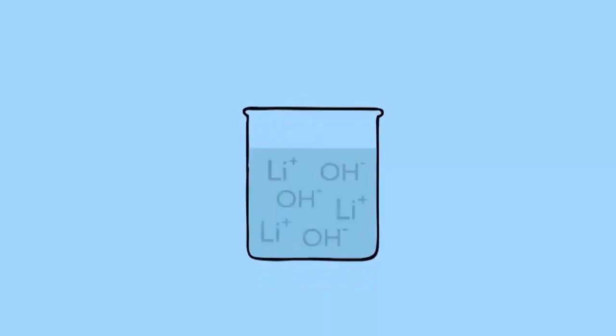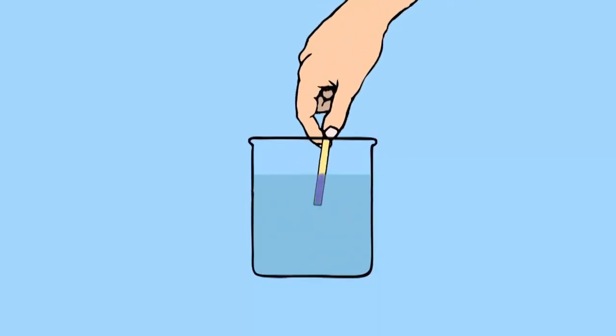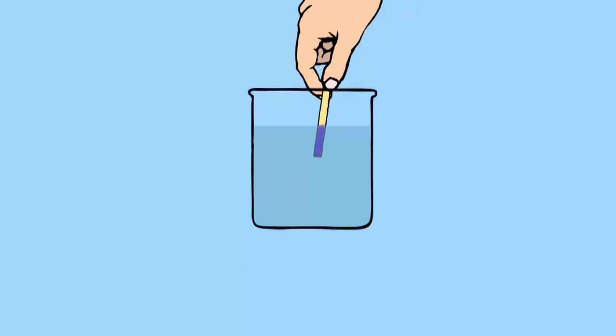Don't think it has just vanished though, atoms don't disappear. It has formed Li+ and OH- ions, which are dissolved in the solution, making that solution basic. This can be checked with universal indicator paper. What colour do you think it will change to? The answer is blue to purple, depending on the concentration of the solution.